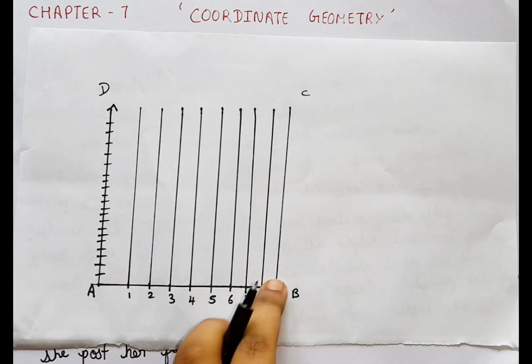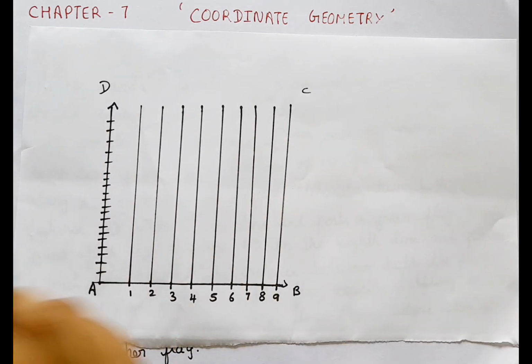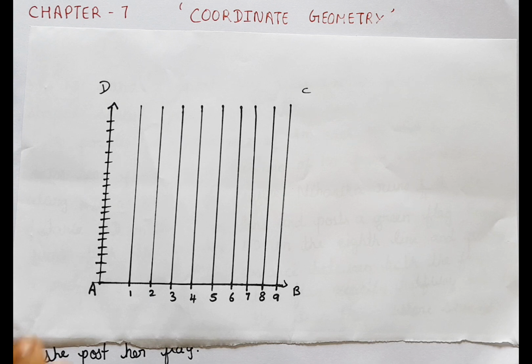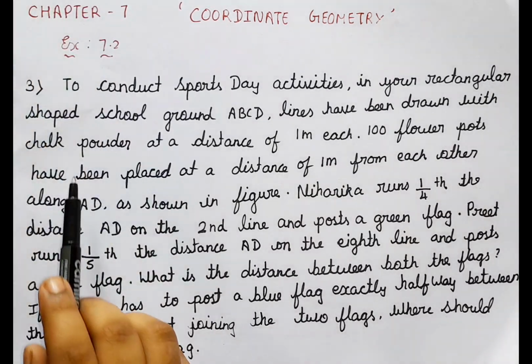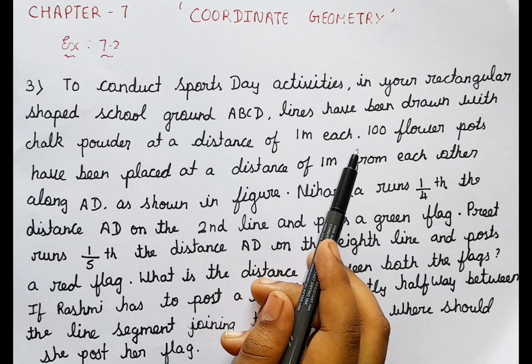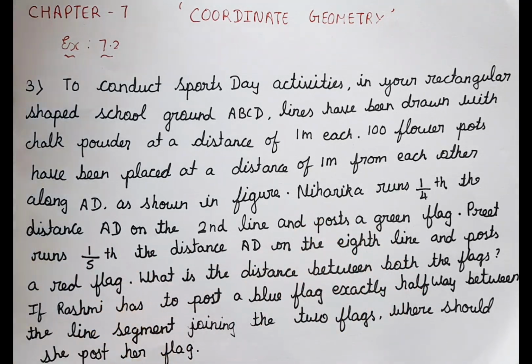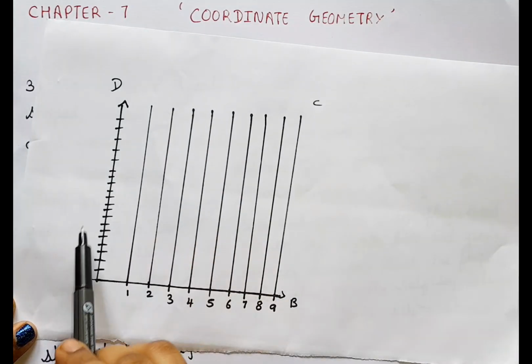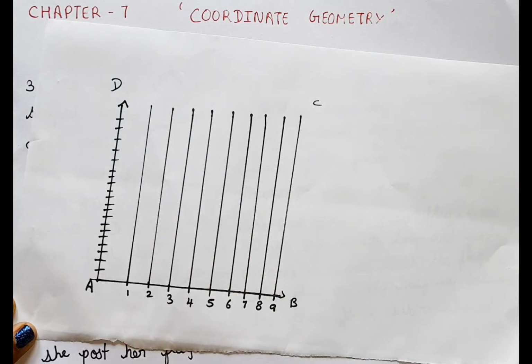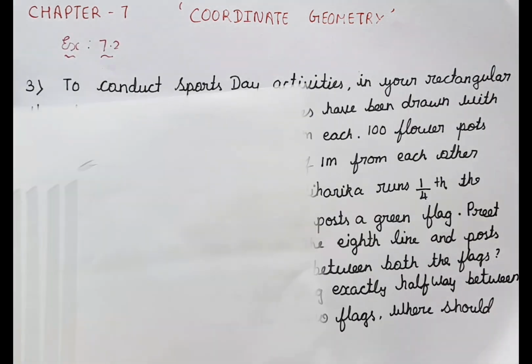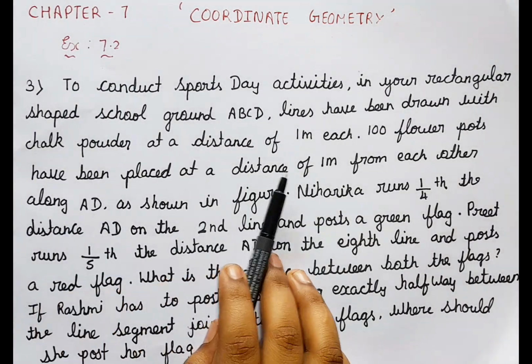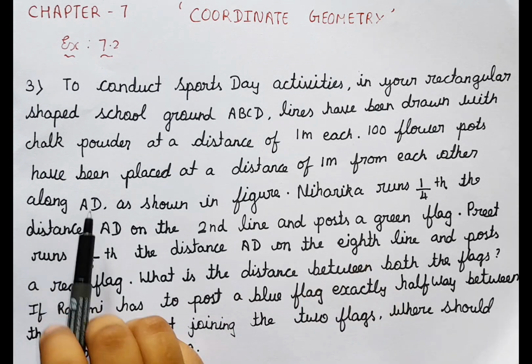So this is ABCD, and here we have certain lines. They drew the lines with chalk powder. Of course, on sports day, if they make tracks, they usually use chalk powder, isn't it? Likewise here also they used chalk powder at a distance of 1 meter each. 100 flower pots have been placed, like that, along AD, at a distance of 1 meter from each other.